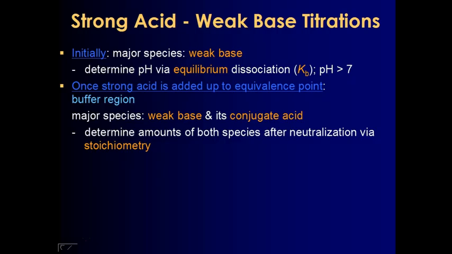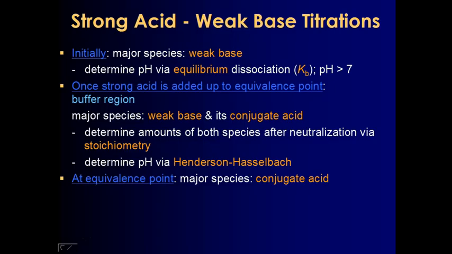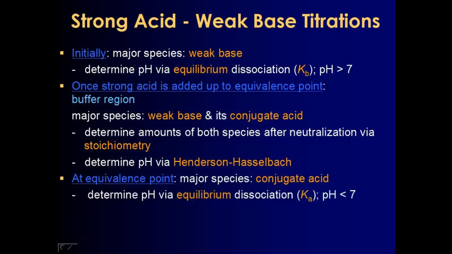Once we reach the equivalence point, we only have conjugate acid present. And since conjugate acid is all that's remaining, we would use equilibrium in our Ka expression to calculate the pH, but we would expect the pH to be acidic at that point.